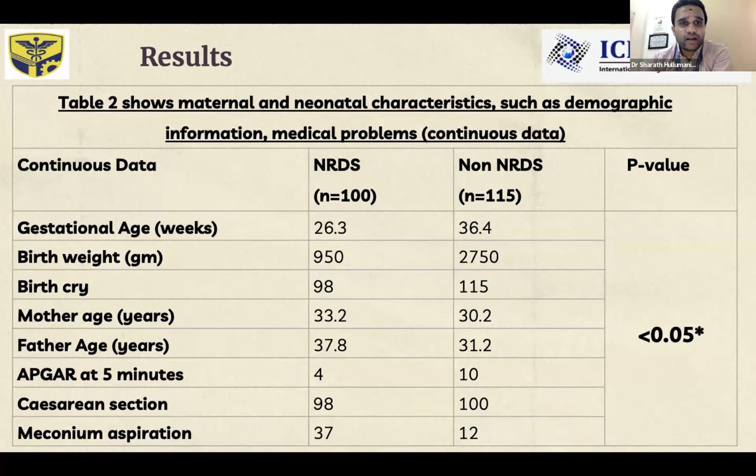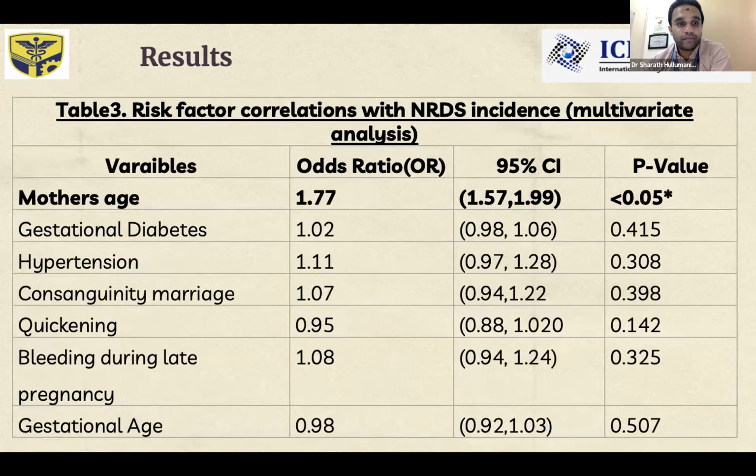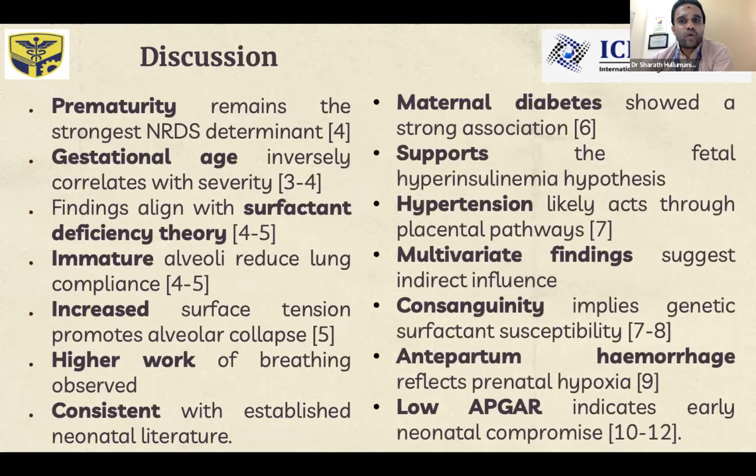By this also, again, we come to conclude that maternal complications or maternal characteristics are the main important cause of neonatal respiratory distress syndrome, where the baby has to suffer in later life. This is what I mentioned, the odds ratio and multivariate analysis. Coming to the discussion, what exactly is the thing?